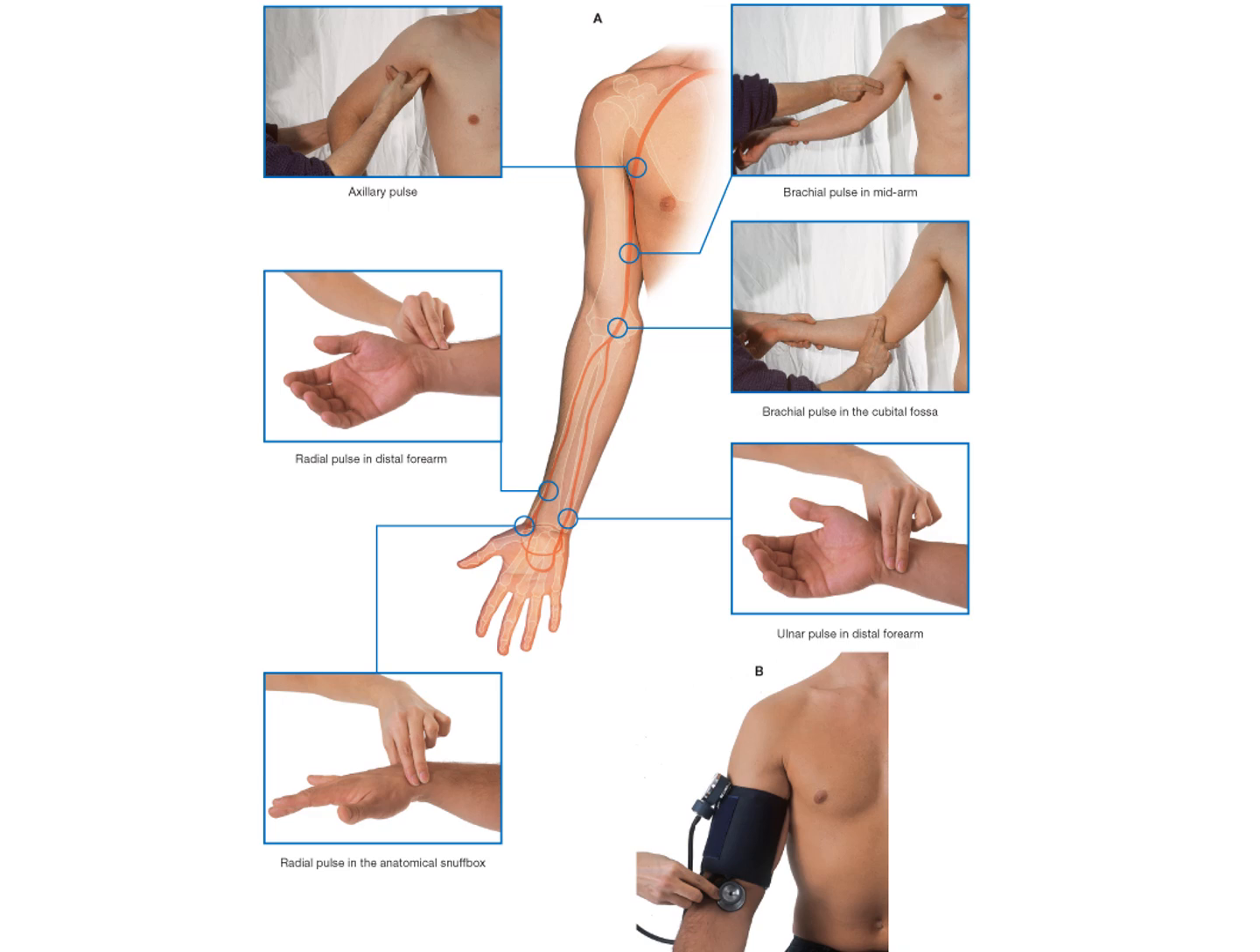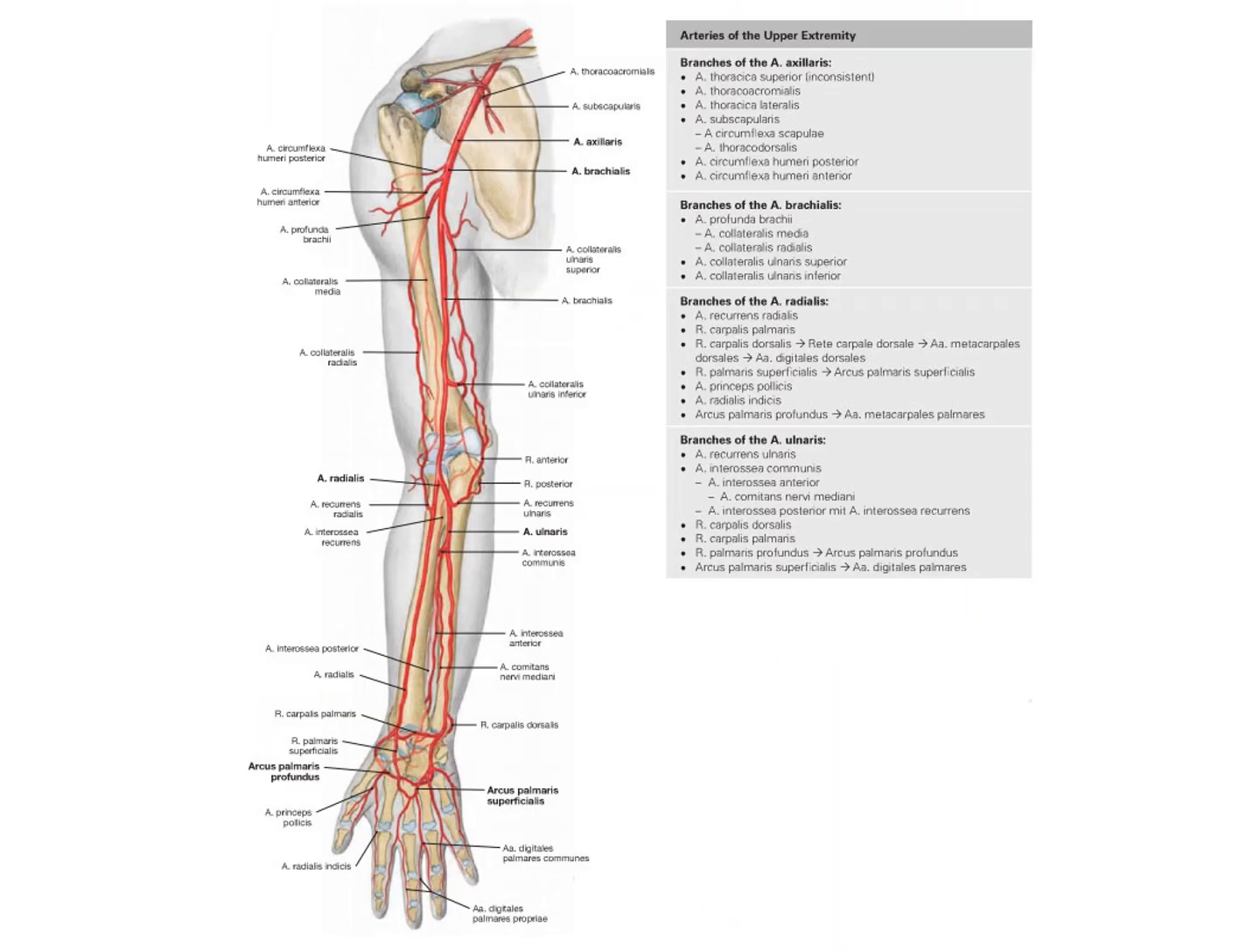We shall repeat now that the axillary pulse is commonly felt in the axilla. The brachial pulse is commonly felt in the midarm and in the cubital fossa. The radial pulse is commonly felt in the distal forearm and in the anatomical snuffbox, and the ulnar pulse is commonly felt in the distal forearm. In this picture, you can learn and repeat all major arteries. You can see the branches of the axillary artery, branches of the brachial artery, and branches of the radial and ulnar arteries.